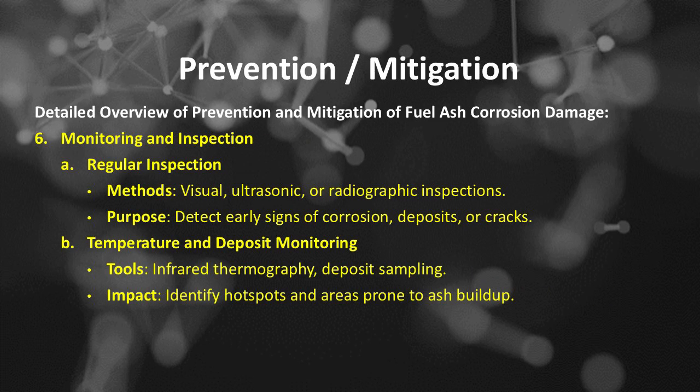Number 6 of prevention and mitigation of fuel ash corrosion damage is monitoring and inspection. Number A, regular inspection. Methods: visual, ultrasonic, or radiographic inspections. Purpose: detect early signs of corrosion, deposits, or cracks. Number B, temperature and deposit monitoring. Tools: infrared thermography, deposit sampling. Impact: identify hotspots and areas prone to ash buildup.